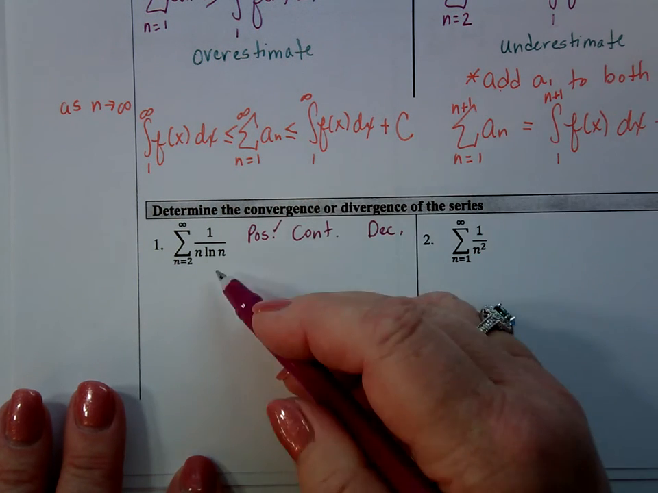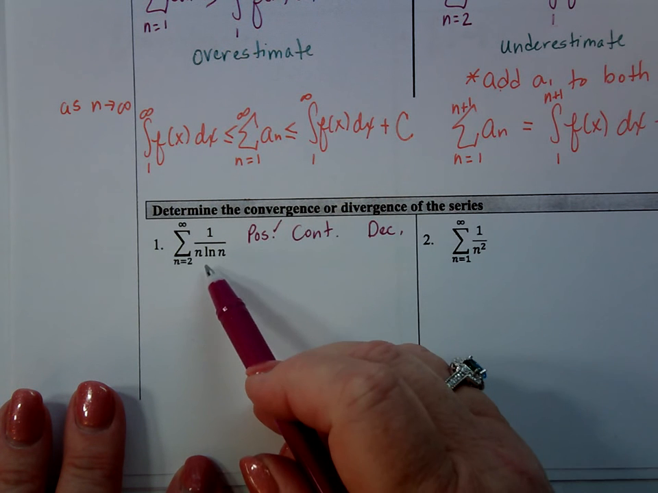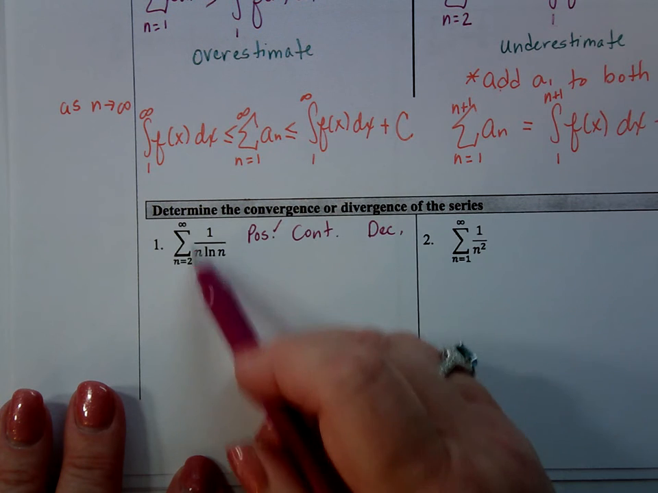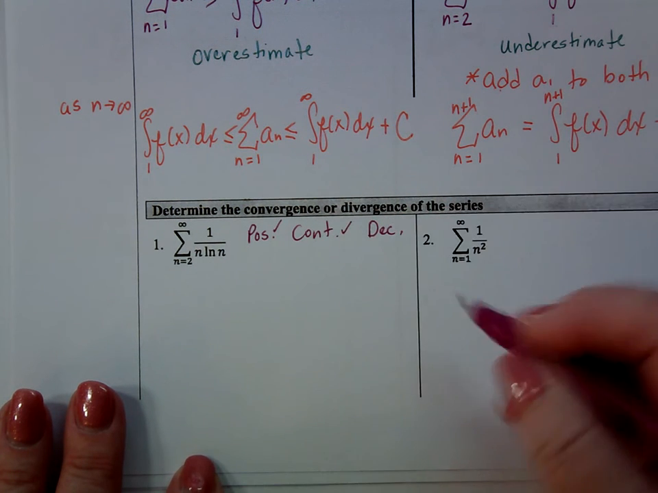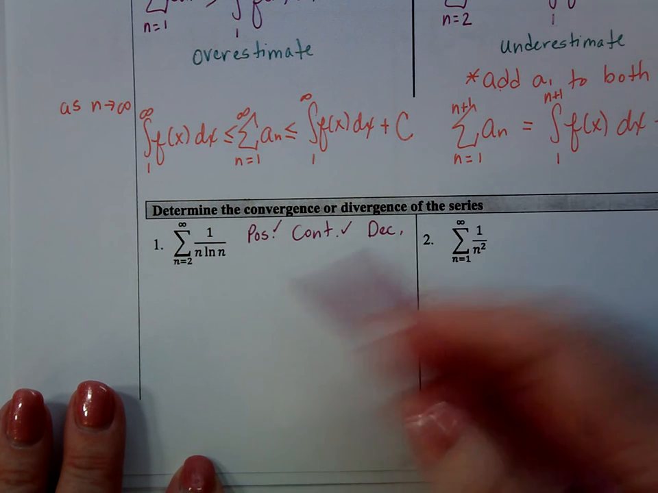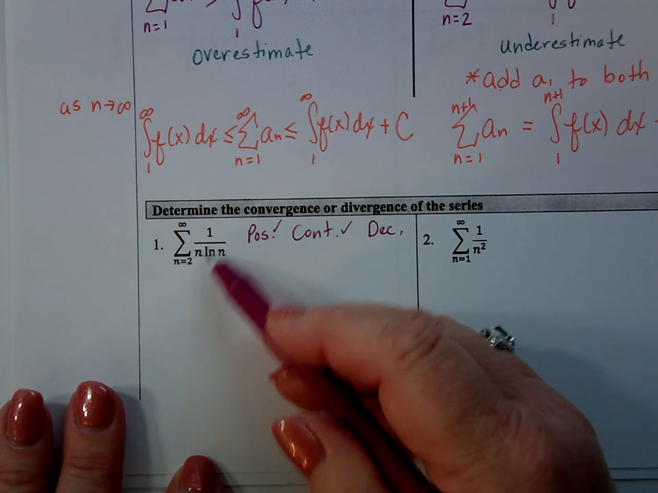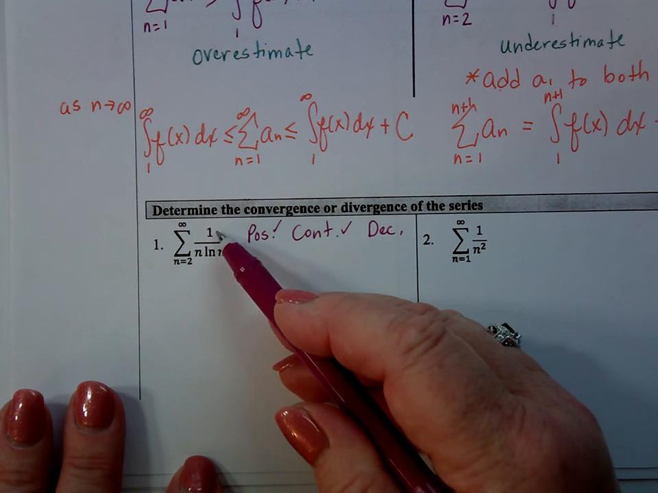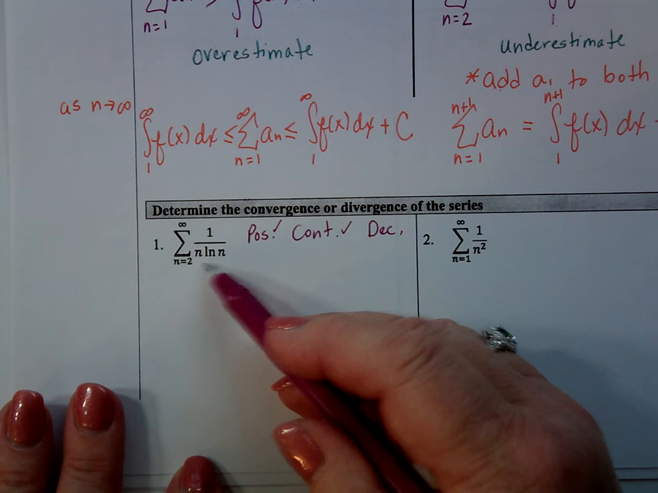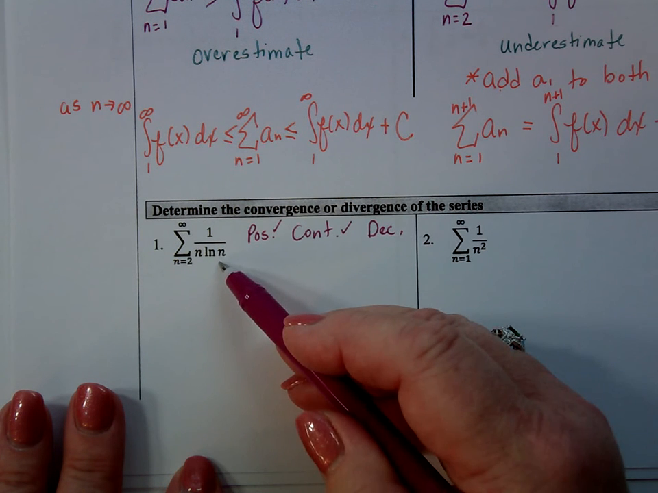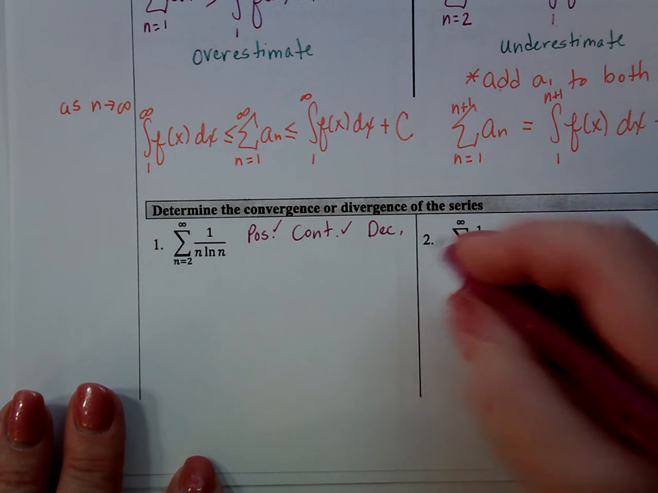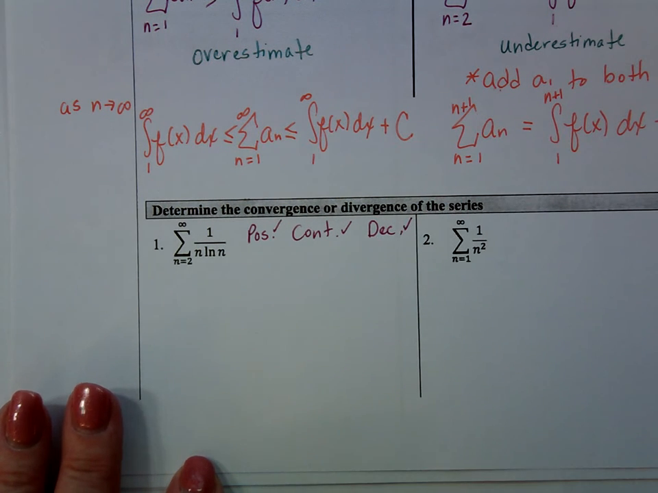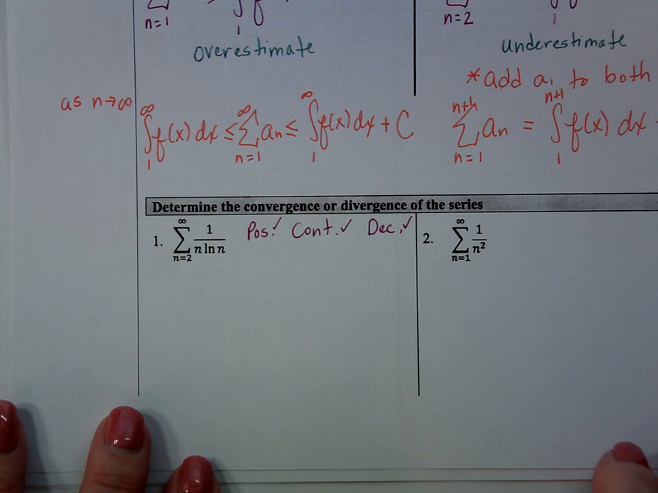Is it continuous? Well, it would be discontinuous at 0 because you'd have a 0 denominator. But 0 is not part of my domain, so yes, it's continuous from 2 to infinity. And is it decreasing? Are these fractions getting smaller? In other words, is the denominator getting bigger? If the denominator is getting bigger each time, then that means this is getting smaller. So 2 ln of 2, 3 ln of 3, 4 ln of 4, they're all going to be decreasing values when I put that in there. So there you go, we've got all the parts ready to go for this thing.